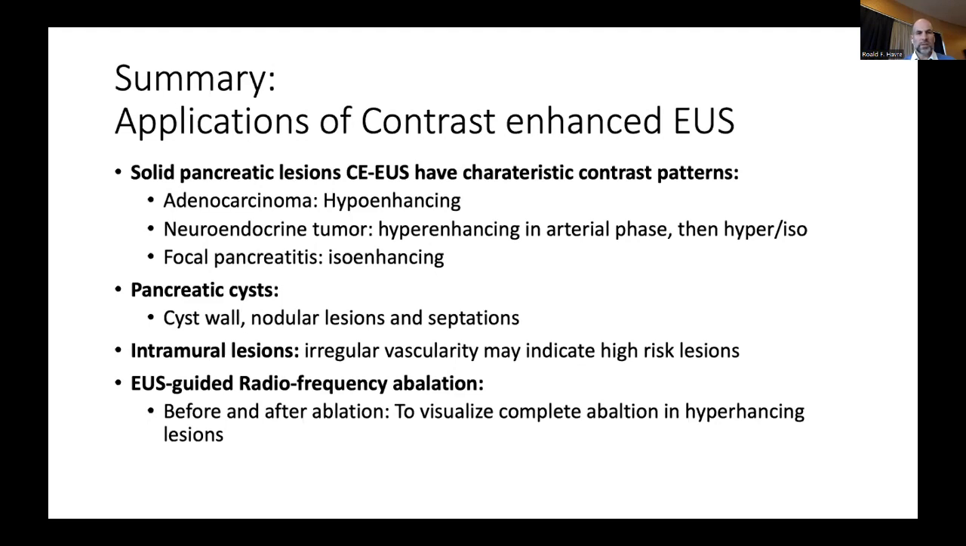For pancreatic cysts, you can demonstrate in the cyst wall nodular lesions with contrast and septations, and we also look at the area around the cyst to see if they are part of a tumor. And for the intramural lesions, we look for irregular vascularity, and this may indicate higher risk lesions. And for EUS-guided radiofrequency ablation, we look for the lesions before and after ablation to visualize complete ablation in hyperenhancing lesions, and we also use contrast when the patients come back for a 3-month control.